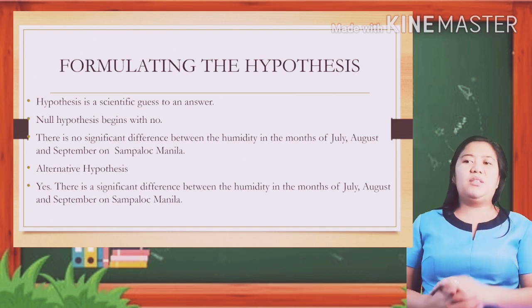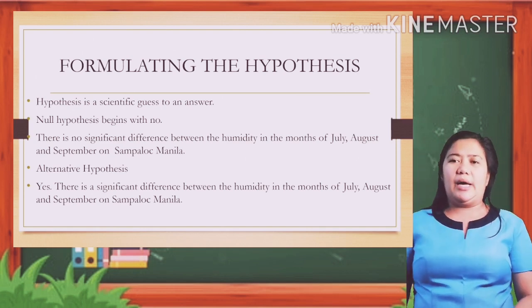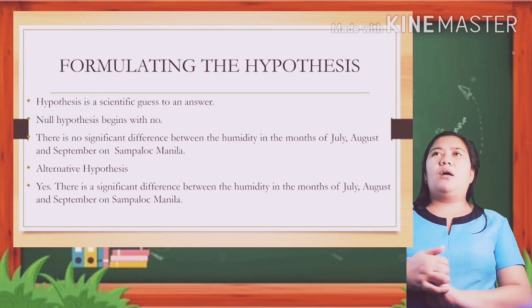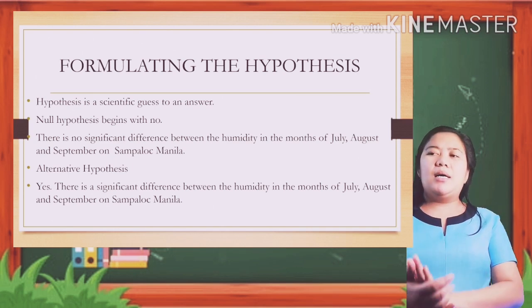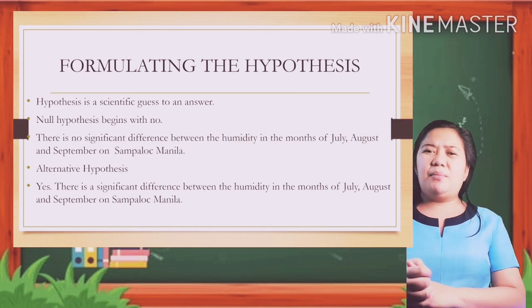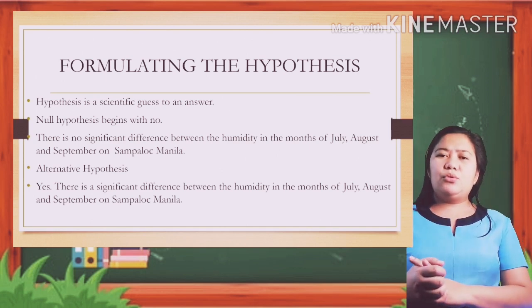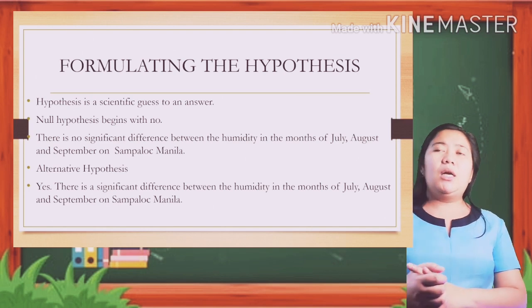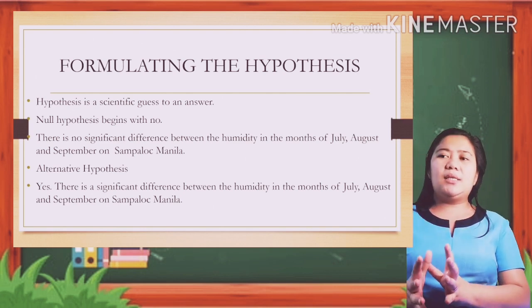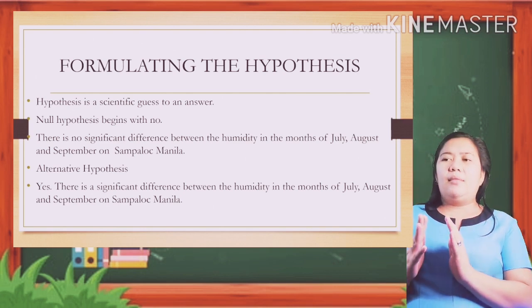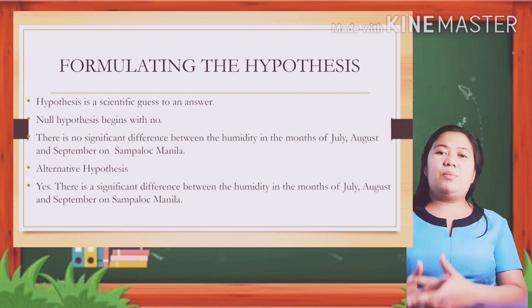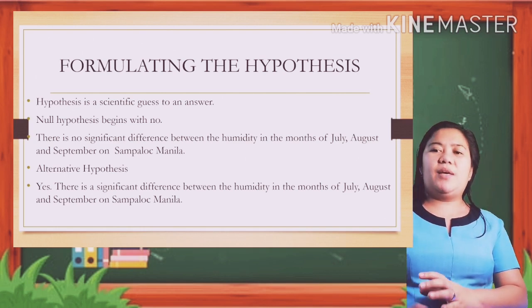Example: there is no significant difference between the humidity in the months of July, August, and September in Sampaloc, Manila. As you can see, the problem is very clear. The months are stated. The location, although Sampaloc, Manila is very broad, you can choose two to three barangays out of that particular location. And then the only target is the humidity. That's it. So the problem is very, very specific.